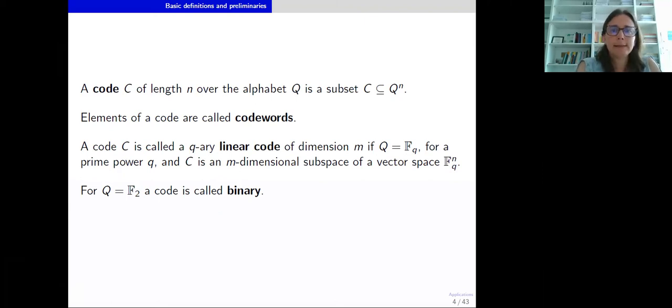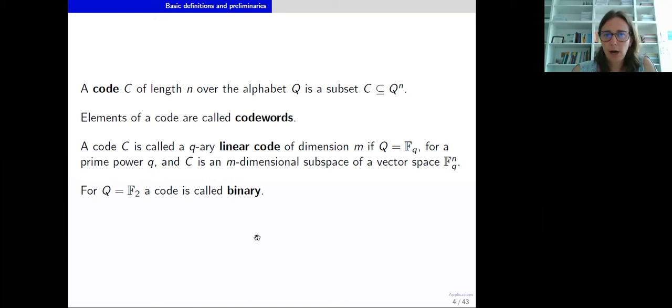In this talk, and in the methods that I will show you, we will be interested just in linear codes. So what are linear codes? A code C is called a q-ary linear code of dimension m if Q, our alphabet, is equal to the finite field F_q for a prime power q, and C is actually an m-dimensional subspace of the vector space F_q to the n. If q is equal to 2, then this code will be called binary. You will see in some examples, I will show you examples also when the field is F_3, then this code is called a ternary code. Then we have quaternary and so on.